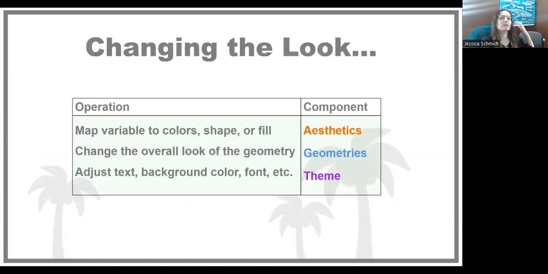If we want to change the look of a ggplot, we can do it by adjusting parameters in our different components. If we want to actually map a variable to colors, shape, or fill, we would be doing it within aesthetics. If we want to change the overall look of the geometry, we would be doing that in geometries, like how we were changing the bin width of our histograms. And if we want to be adjusting things like text, background color, font, things that carry across all sorts of different plots, then we would be doing it in theme. So it's important to keep these things separate, because if you're trying to change something within the wrong component, you will not be getting the result that you're hoping for, and you might not be able to generate a plot at all.